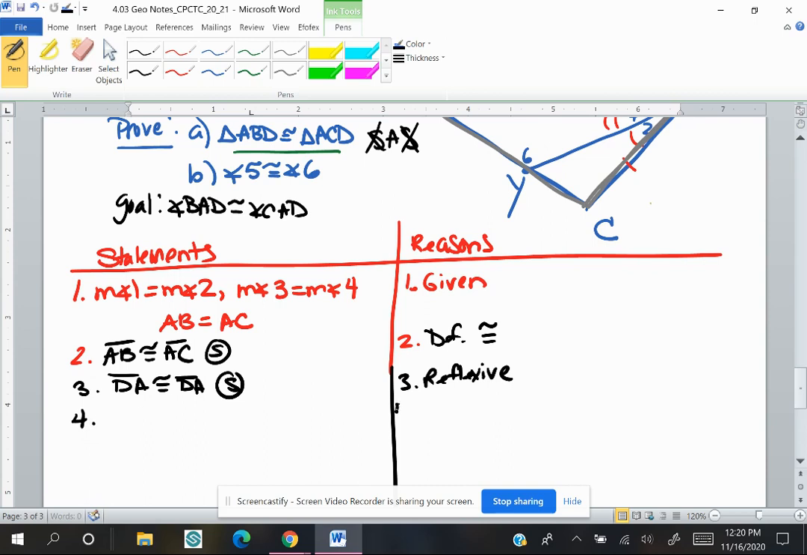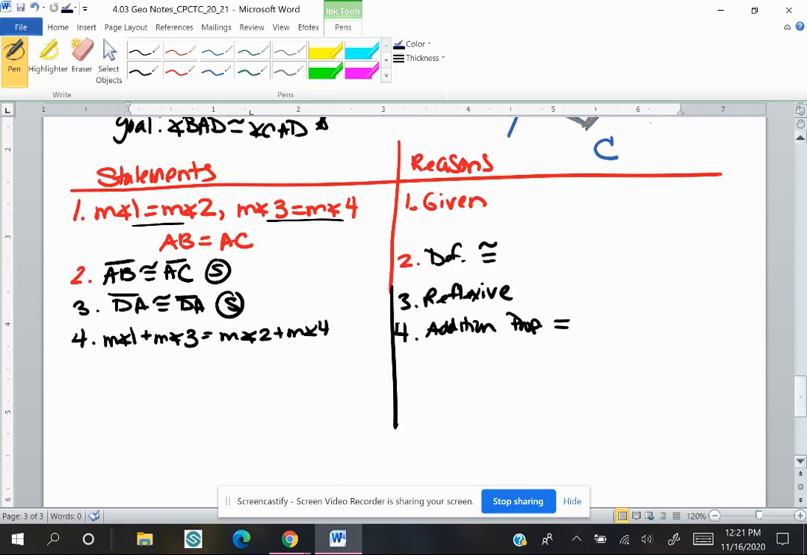So now I just need to focus on getting those two angles congruent, these two right here. I already have two sets of equals, so I can jump right into saying that measure of angle 1 plus the measure of angle 3 equals the measure of angle 2 plus the measure of angle 4, and that's our addition property of equality. All right, well, I need to get angle BAD congruent to angle CAD. So I need to get those up on the board because they're not there yet.